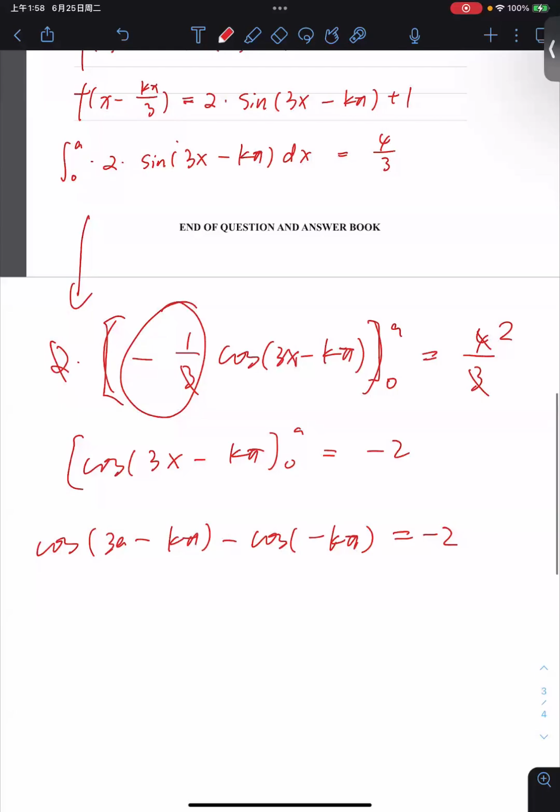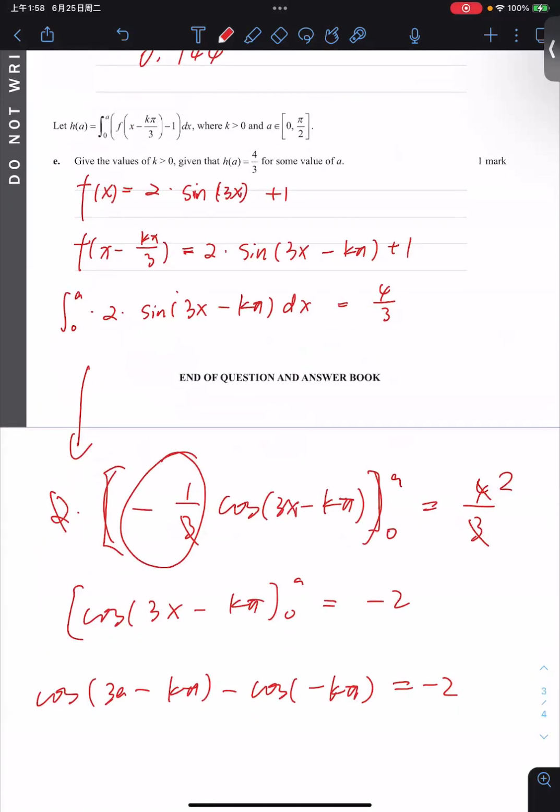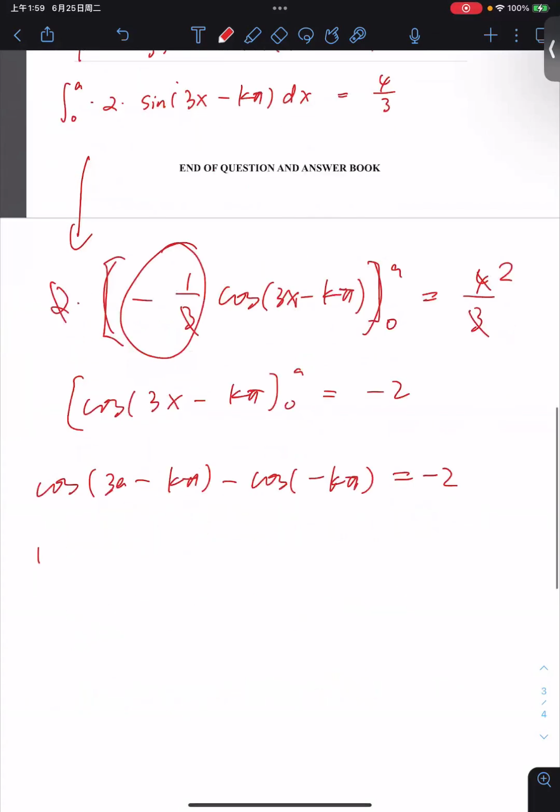Now, here we have to distinguish the nature of k, because k belongs to the integers, the positive integers, all right? However, we have no idea whether it is an even number or an odd number. So first, it may be an odd number. So 2n plus 1, n is a natural number, all right?